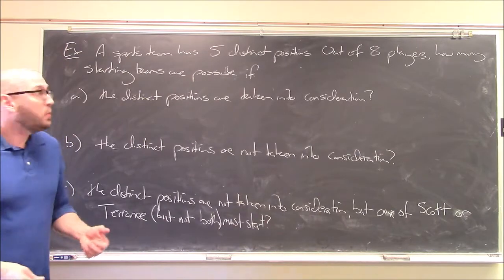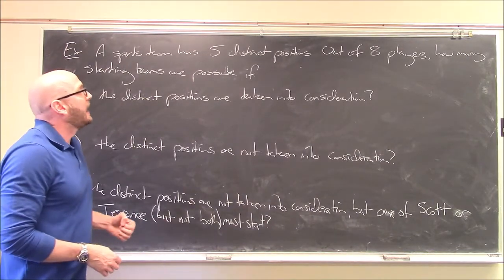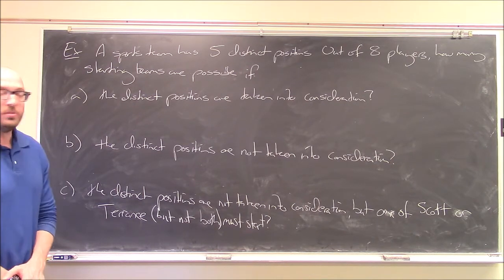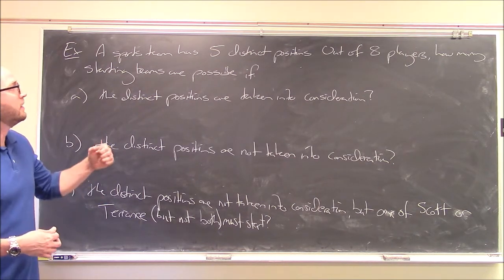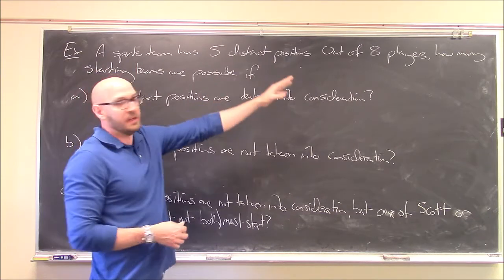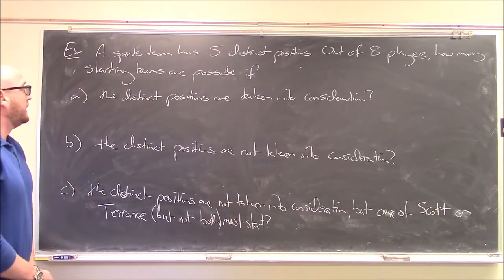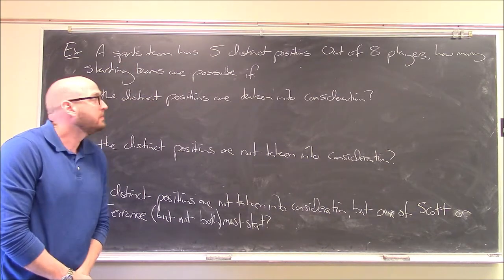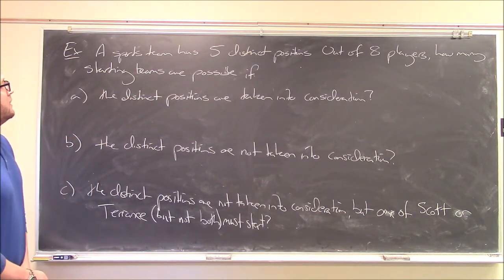All right, next up, a sports team has 5 distinct positions. Out of 8 players total, how many starting teams are possible? So how many different ways can we choose starting teams from the 8 players if A, the distinct positions are taken into consideration? All right, so I don't know what these positions are.